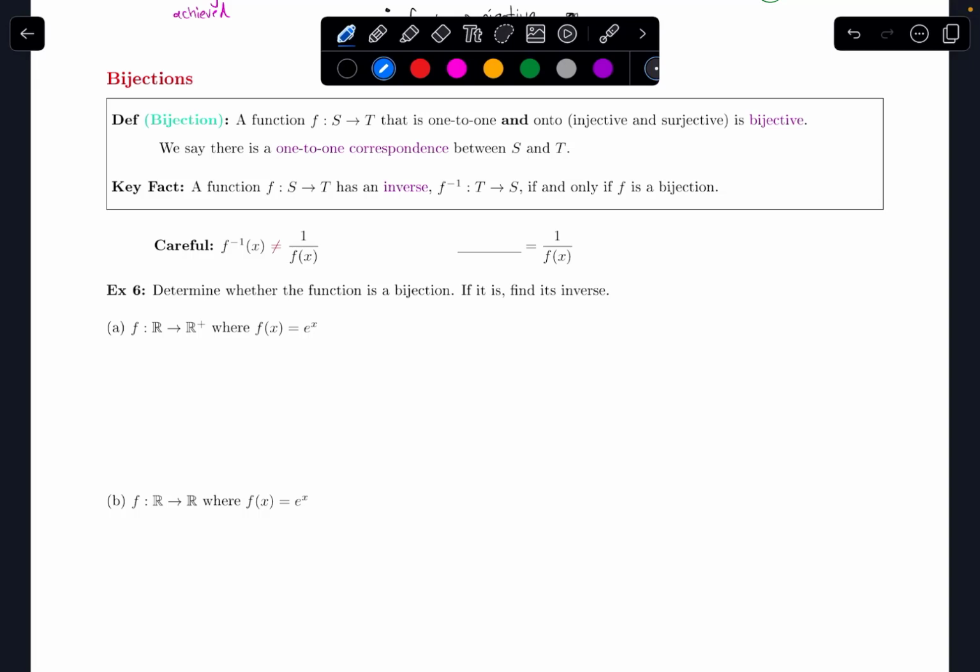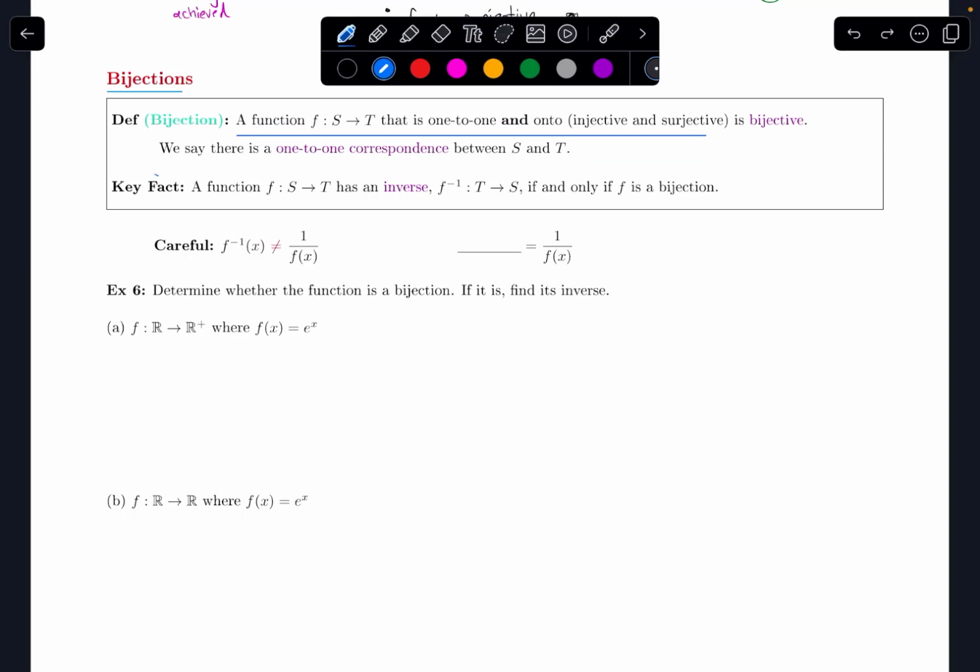In this video, we'll talk about what bijections are. A function f from S to T that is both injective and surjective, in other words, if it's one-to-one and onto, is called bijective. Another way to say that is that there's a one-to-one correspondence between S and T.